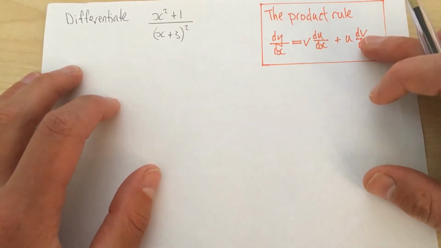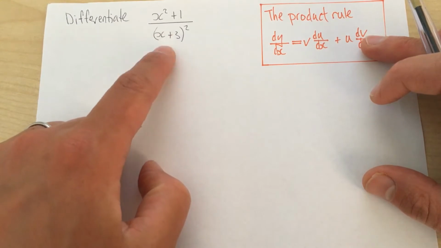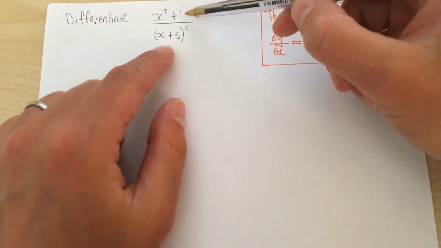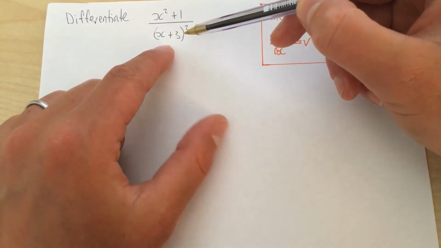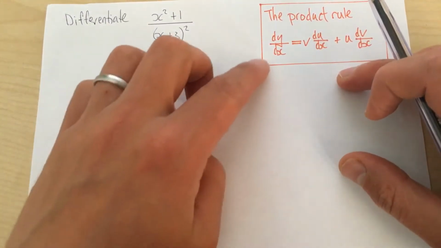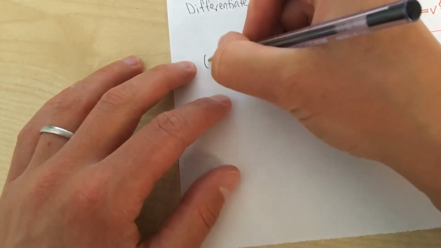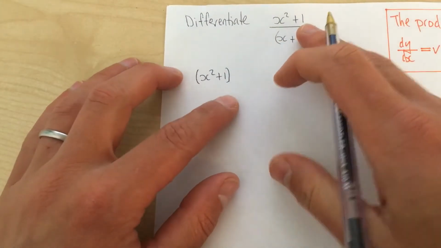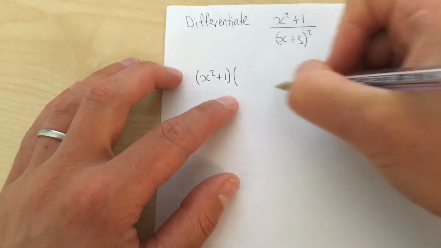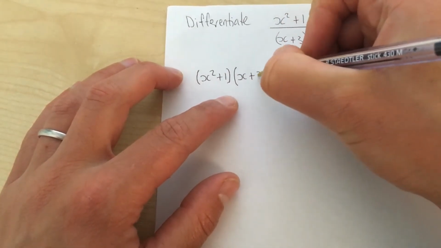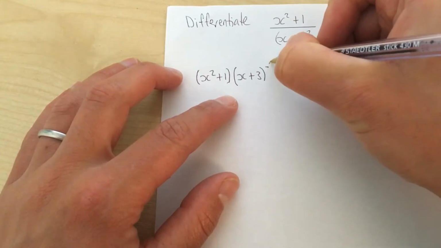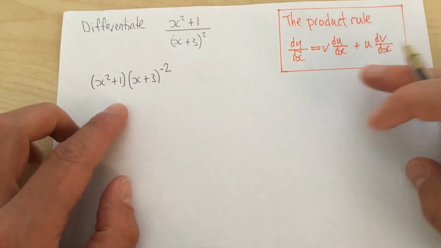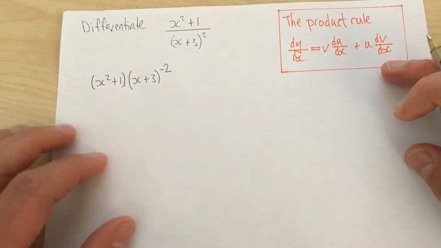To use the product rule, we first need to express this as a product. At the moment, it's a quotient, that is the result of dividing one thing by another. So let's write this as a product. We will have x squared plus 1, which is the numerator of the original function, multiplied by (x plus 3) all to the power of negative 2. And now we have a product, so we can use the product rule.